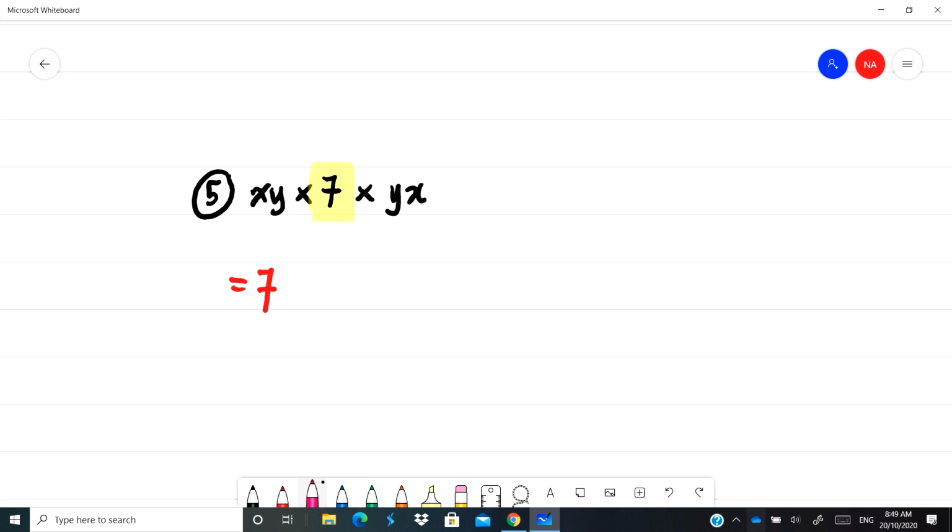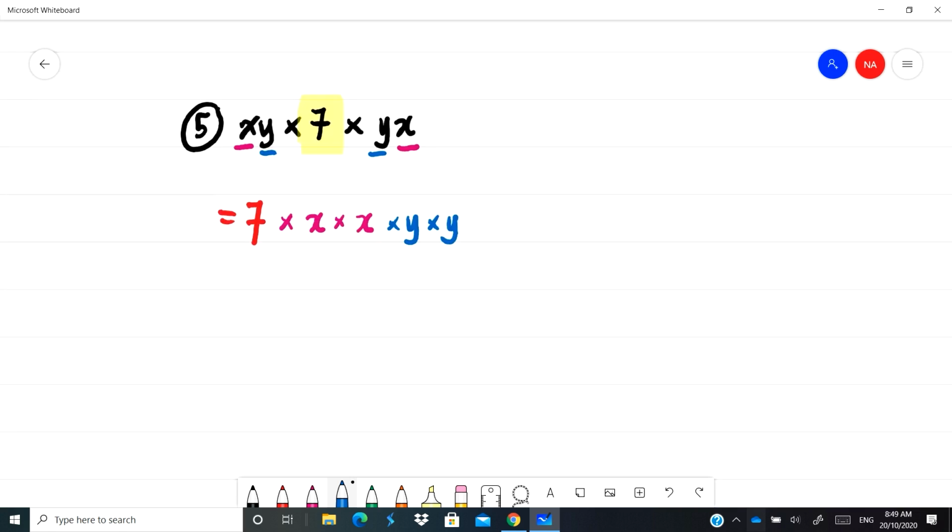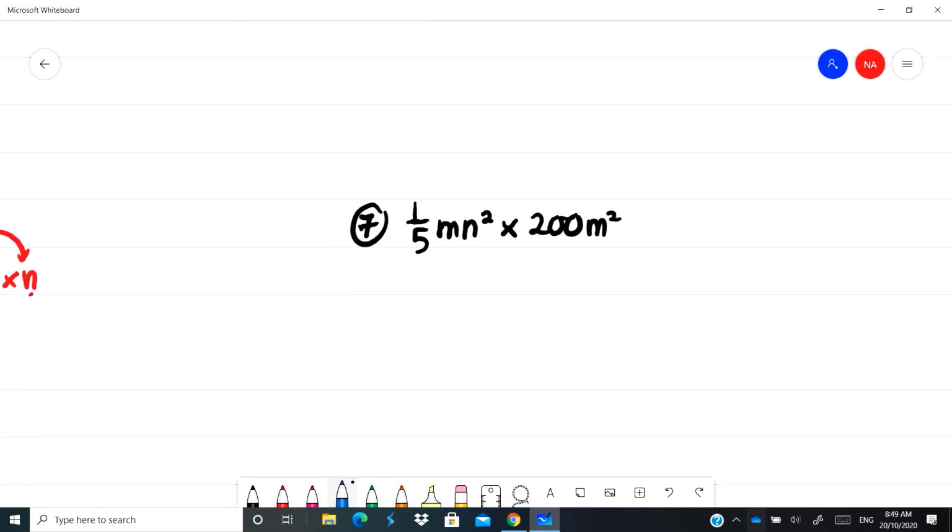7 duduk di hadapan. Now I'm going to focus on this x. So 1, 2, ada x 2, so x multiplied by x. Now you want to have this y, so ada 2 juga, so darab y darab dengan y. So you will have your final answer 7 x multiplied by x ni you will have x square, y multiplied by y will have y square. That's it. Simple, right?